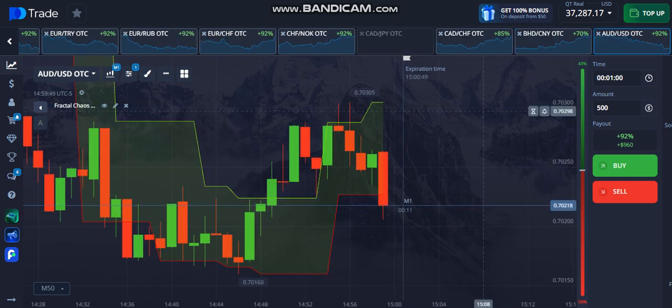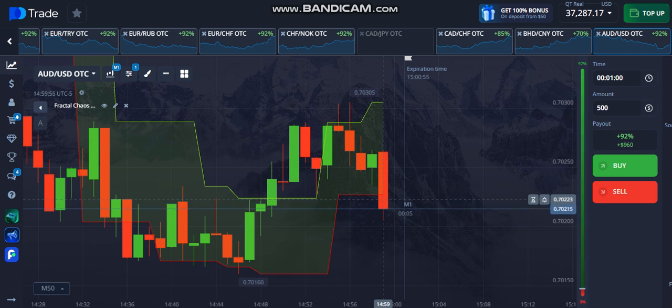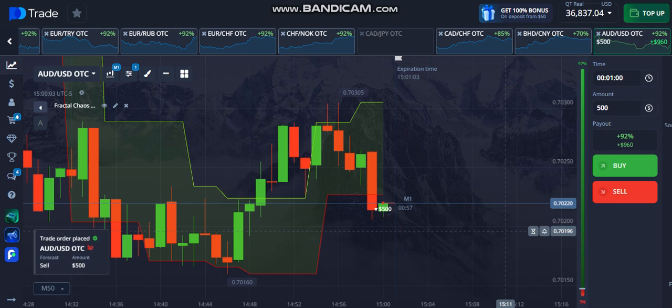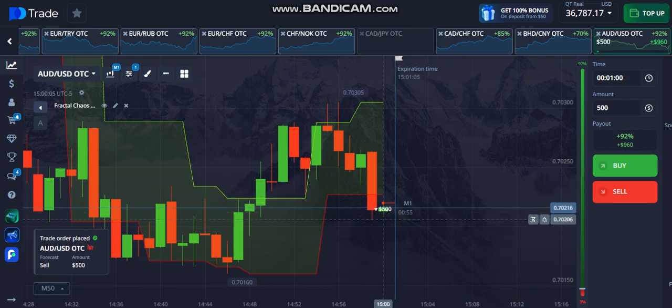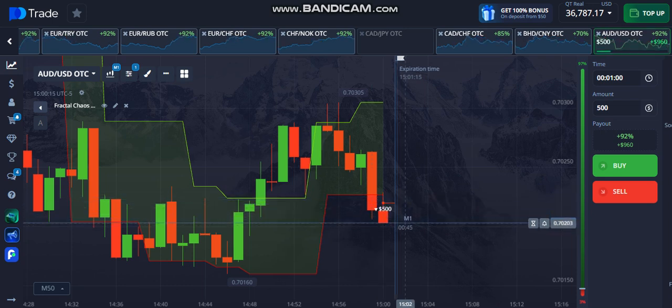Okay, so I'm on the Aussie dollar, US dollar, and this red candle, so long as it closes outside the lower boundary of the Fractal Chaos Band, I'm going to take a sell trade. All right, so I just took a sell trade in the downward direction here. The candle closed below the chaos band line here, suggesting a breakout to the downside. So let's monitor this trade and wait for the expiry.